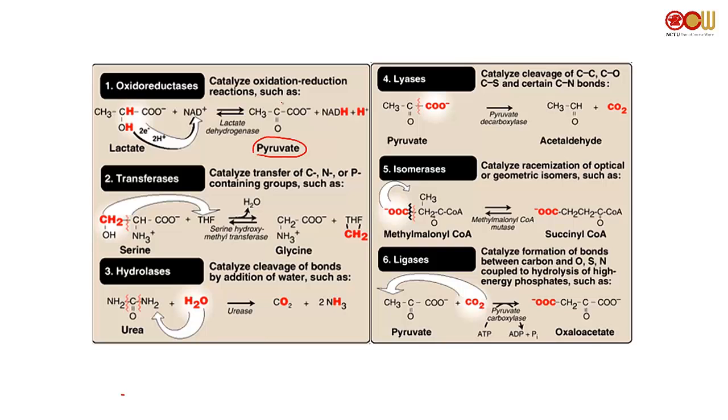Pyruvate has a keto group. Lactate has a hydroxyl group. You go from C double bond O to C single bond OH. And here, you initially have two bonds, and then you have R, R prime. So you lost one CO bond. What do you get? You get one CH bond. And CH bonds have a lot of energy inside.